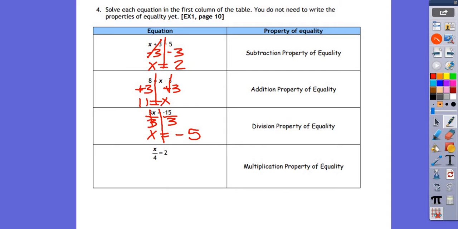Okay, the last one, is X married? Yes, it is. But what are they doing? Dividing. I call this a complicated relationship, maybe. I call it a complicated relationship.